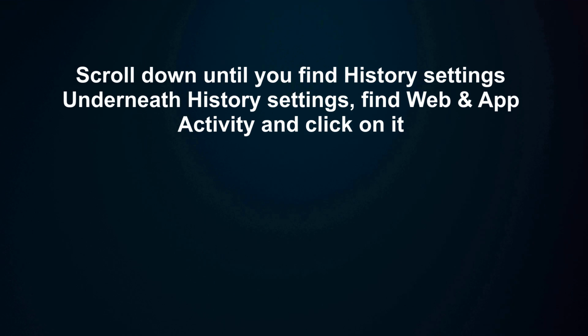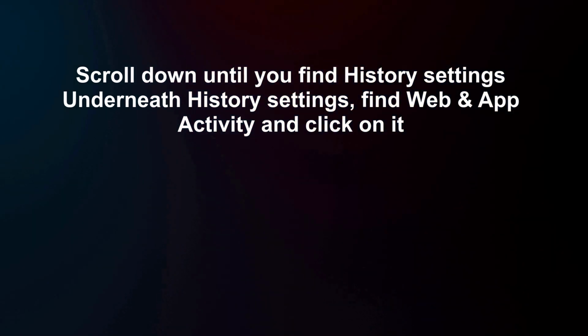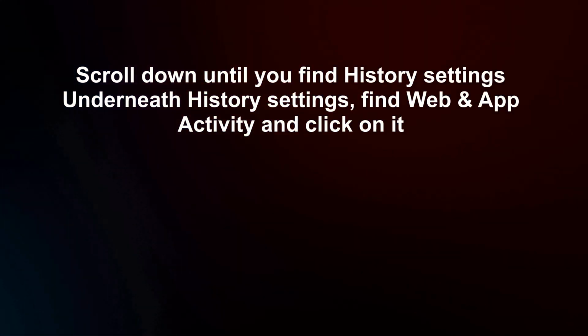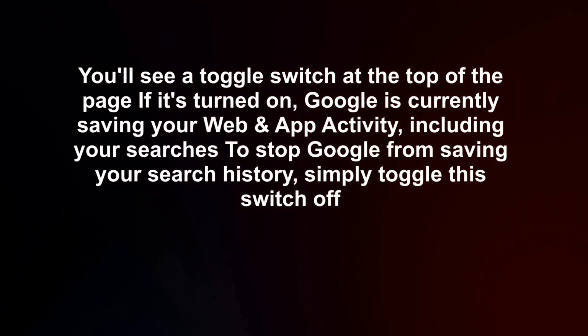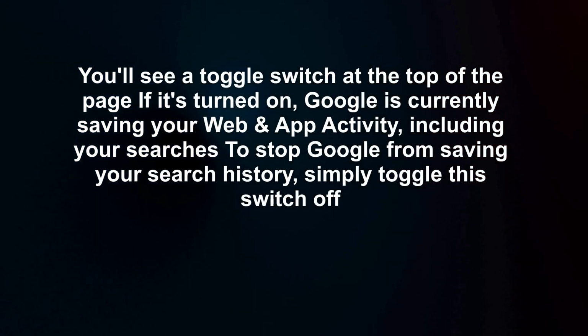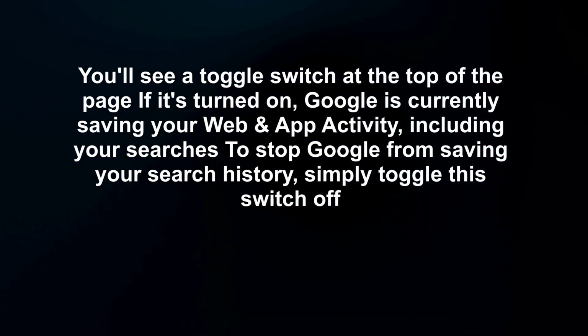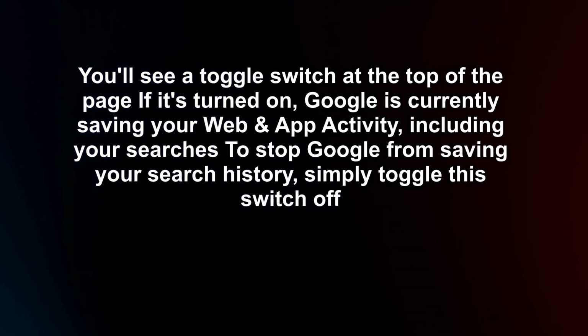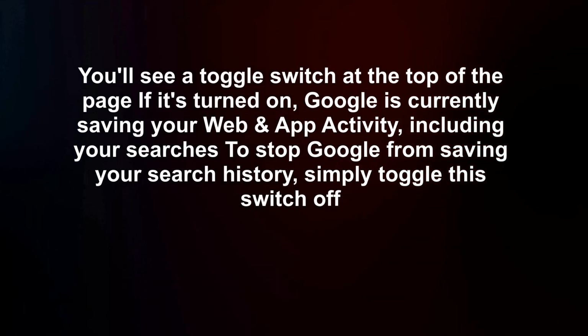Scroll down until you find History Settings. Underneath History Settings, find Web and App Activity and click on it. You'll see a toggle switch at the top of the page. If it's turned on, Google is currently saving your web and app activity, including your searches. To stop Google from saving your search history, simply toggle this switch off.